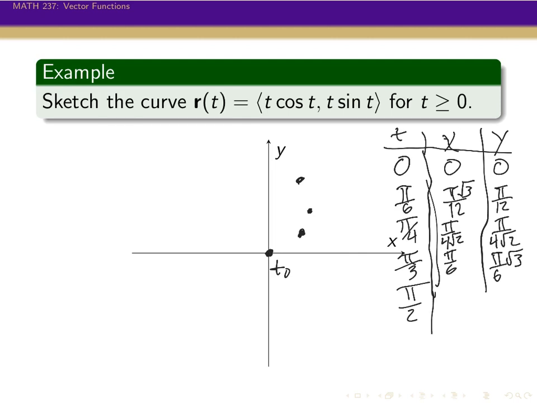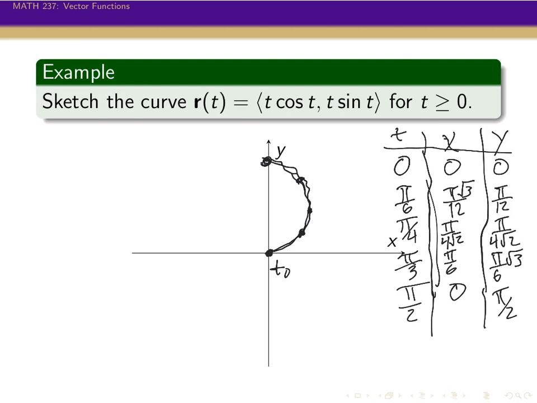Pi over 2, cosine of pi over 2 is 0. Sine of pi over 2 is 1. And so this would be at the point 0, pi over 2, which is up there. And so you can kind of see these to pi over 2. If you connect these together, it's going to go like that.